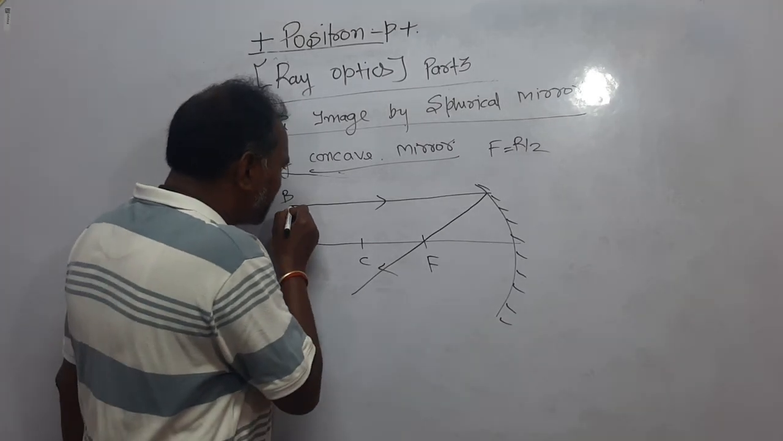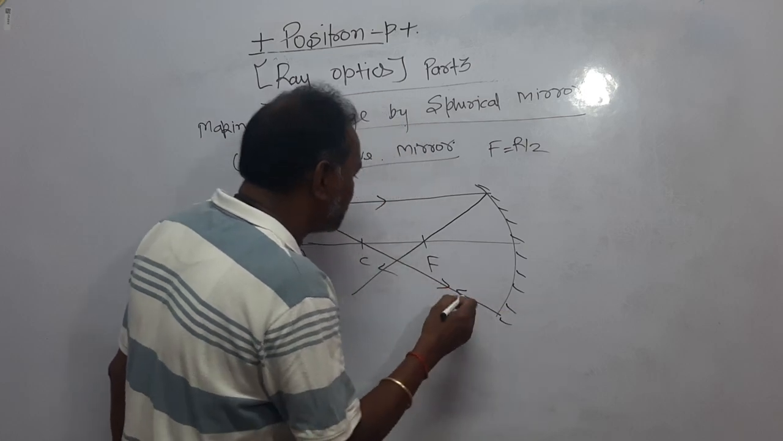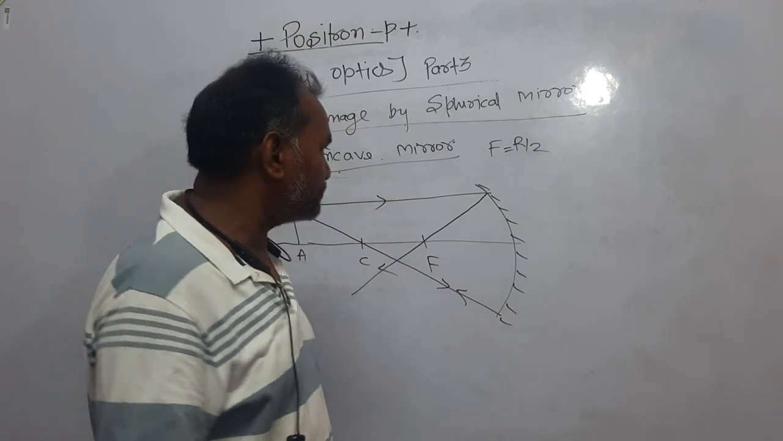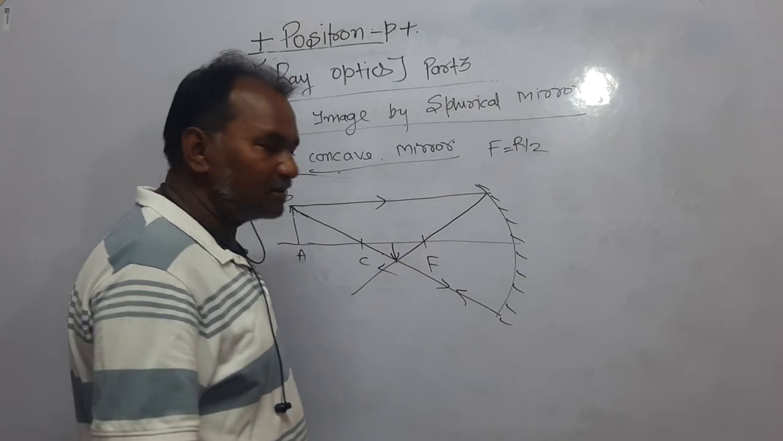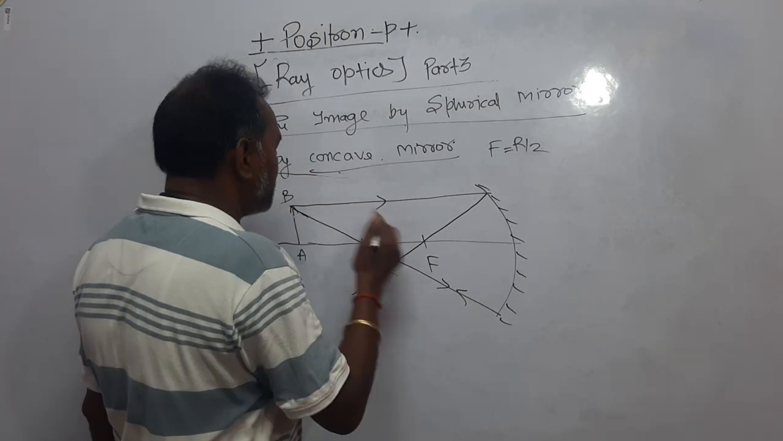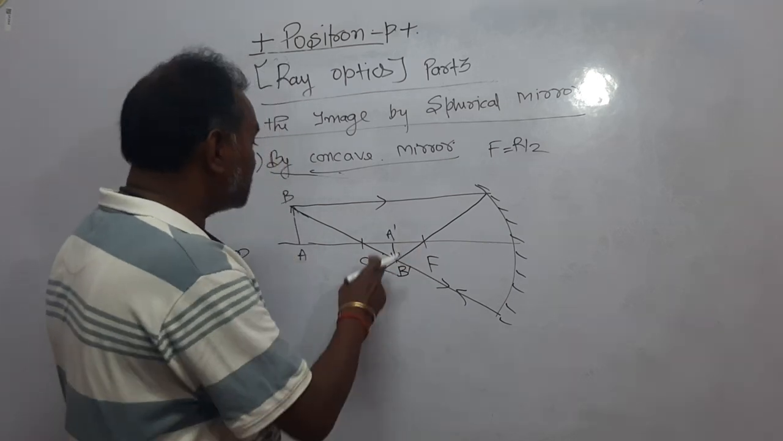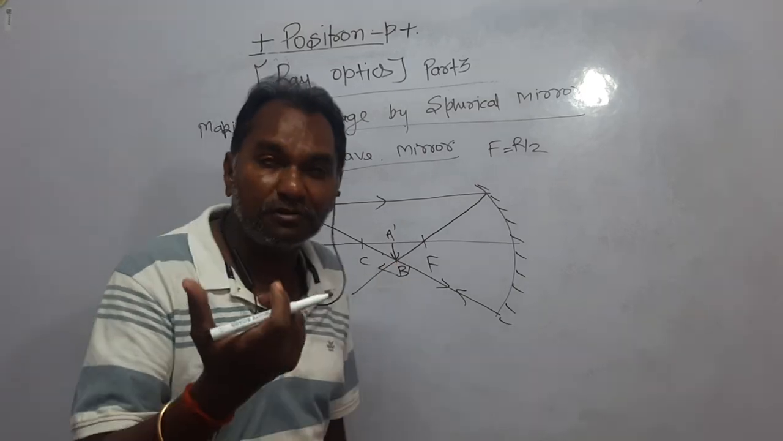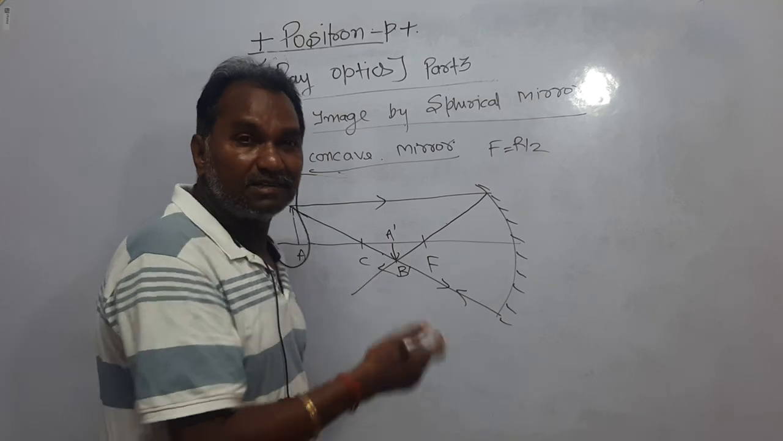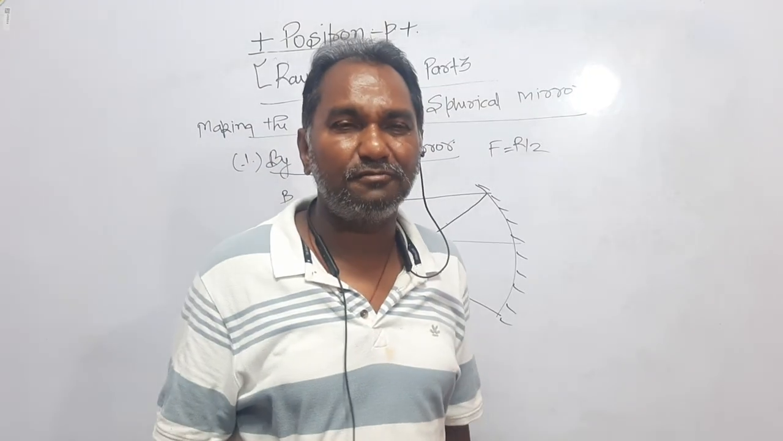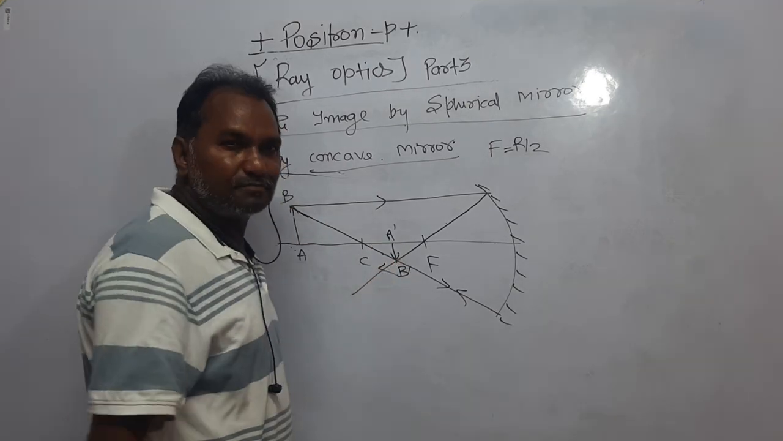Simply, the second ray I am considering passes through the center of curvature, and after the reflection it will return back and follow the same path. These two rays intersect here, right? Now, dear students, this is AB, this is A dash, B dash. Look here. These rays, you have got the image, you created the image. When the rays are actually intersecting each other, then you have got the image. So, the image of AB is A dash, B dash.